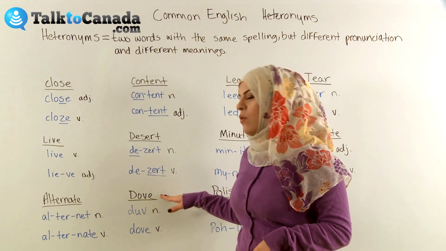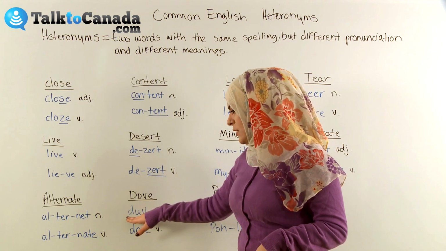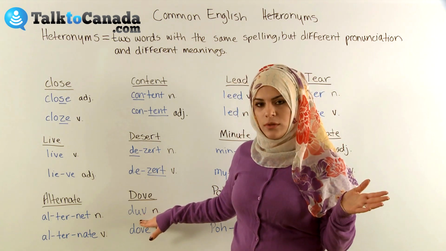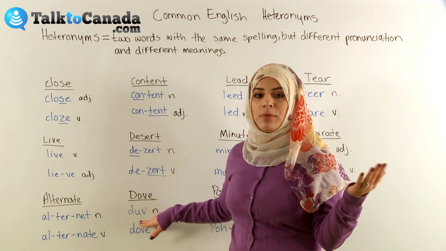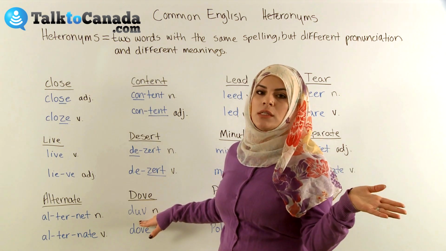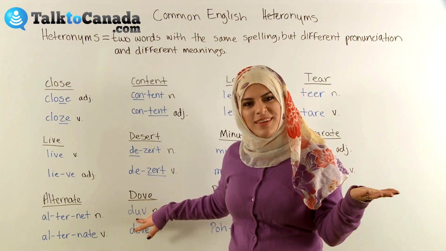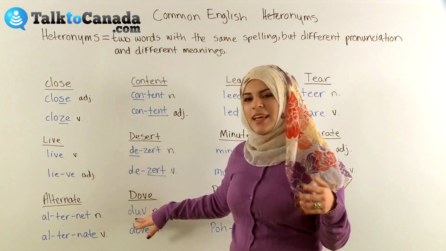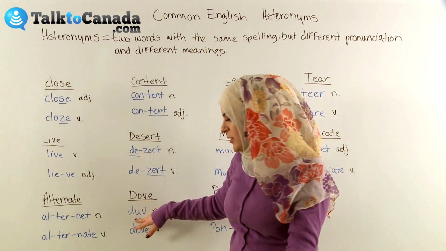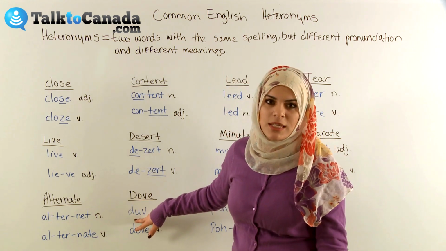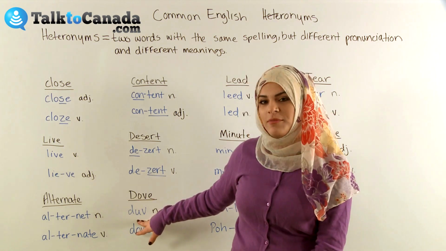Dove or dove. The first dove is a noun, and it is a type of bird. So, for example, white doves are beautiful. You may also know a brand of soap that's called Dove, and it's referring to that white bird that you see on the label probably. It smells really nice, by the way. I love their products. Anyhow, so that's the first dove meaning.